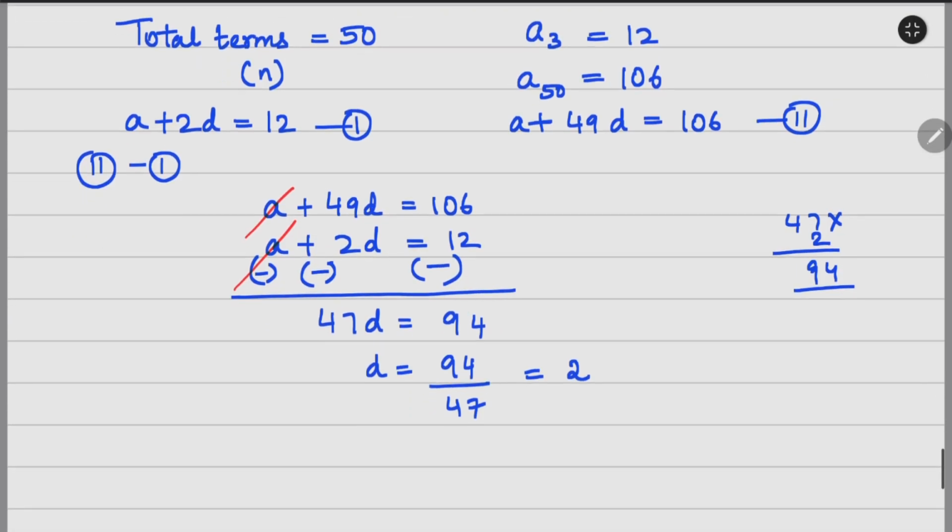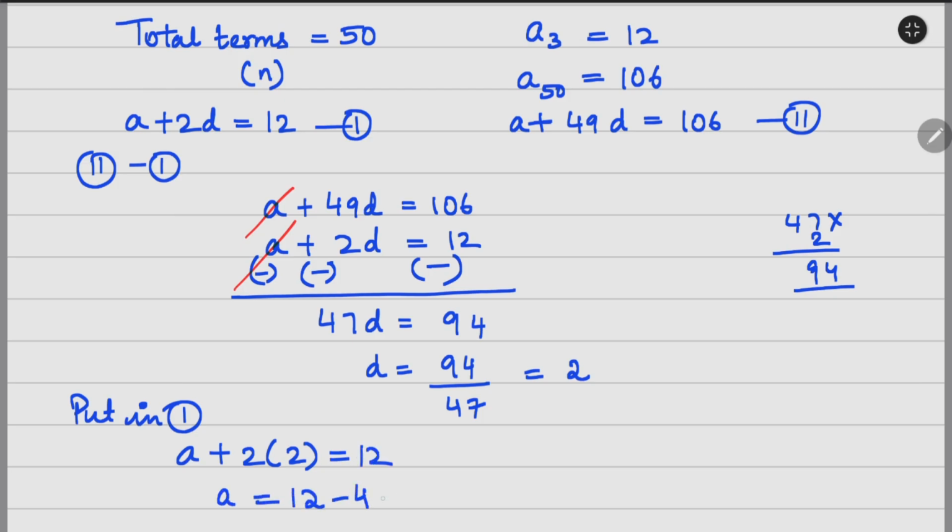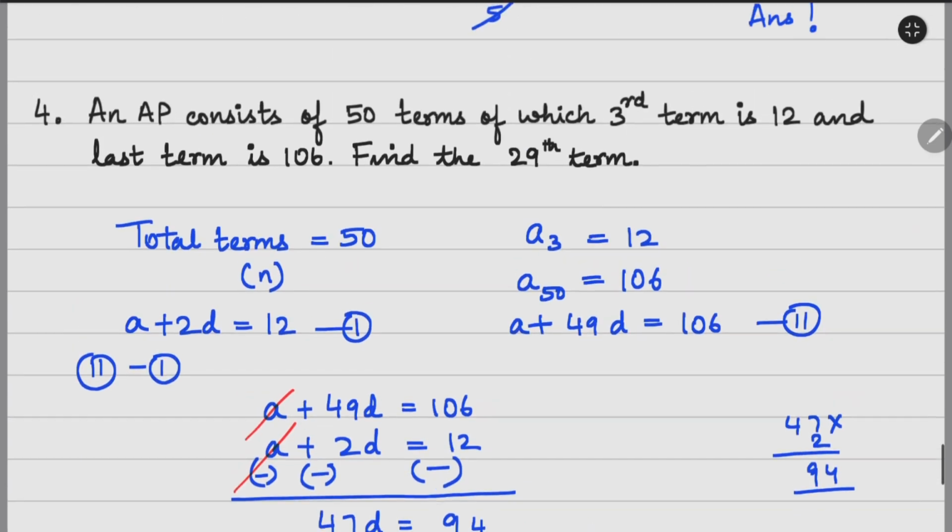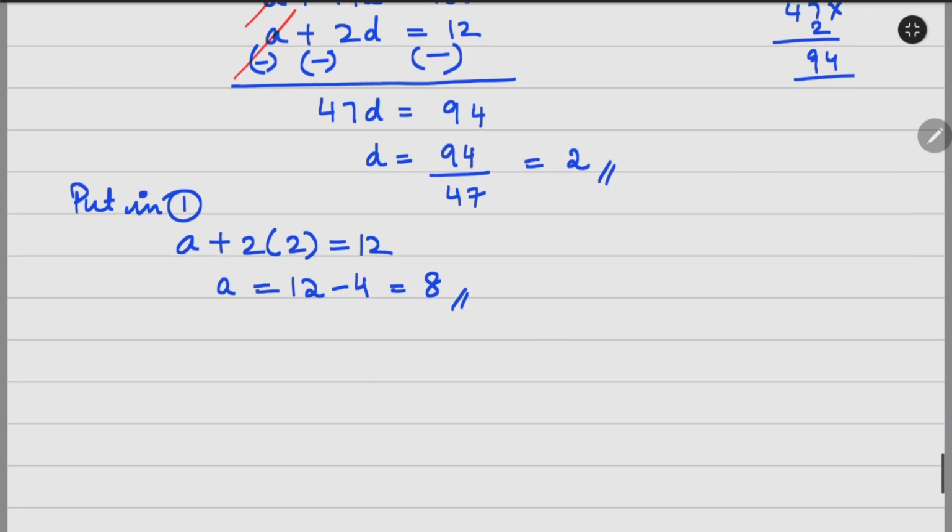Now let's put it in any one of the equations. So put in equation 1 in order to get A. So you have A plus 2 into D, D is 2, is equal to 12. So A is equal to 12 minus 4, which is equal to 8. Right? So A is 8. First term is 8, D is 2. What are we asked? You have to find the 29th term.